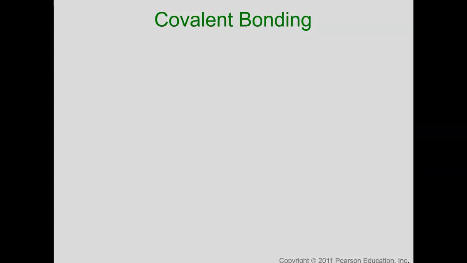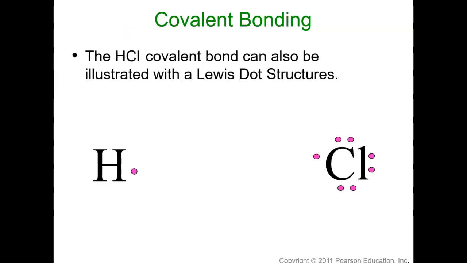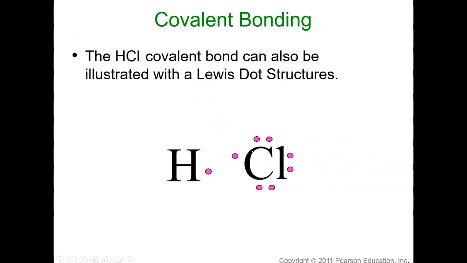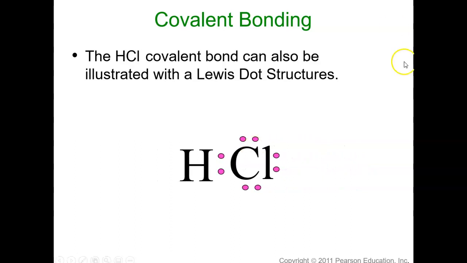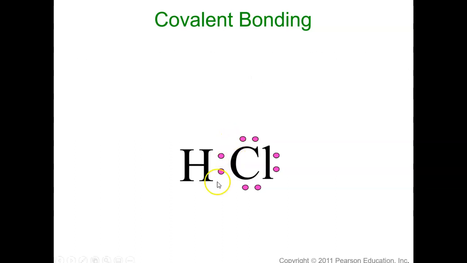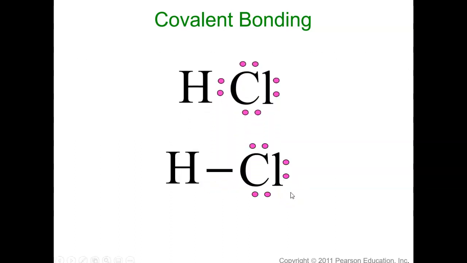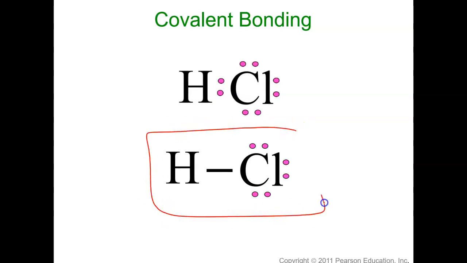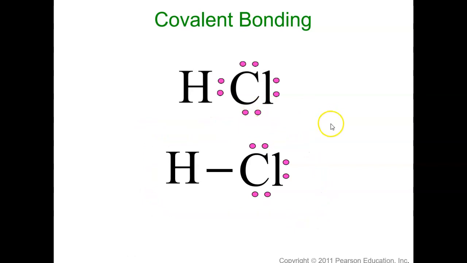So how do we do this with our Lewis structures, with our dots? So 1 dot around hydrogen, 7 dots around chlorine, again, because chlorine has 7 valence electrons and hydrogen has 1 valence electron. They're going to share these 2 electrons, and how we show that they are sharing those electrons is we make those electrons into a line. And so this is the Lewis structure for hydrogen chloride.